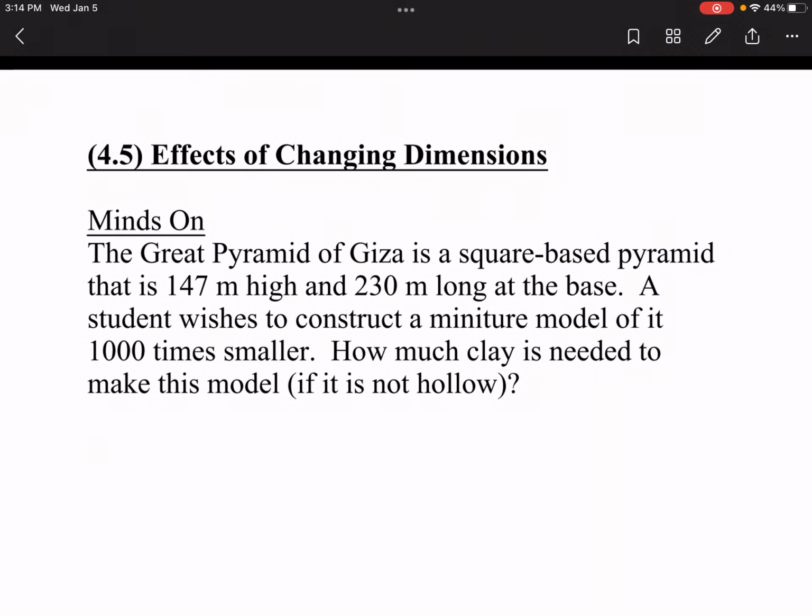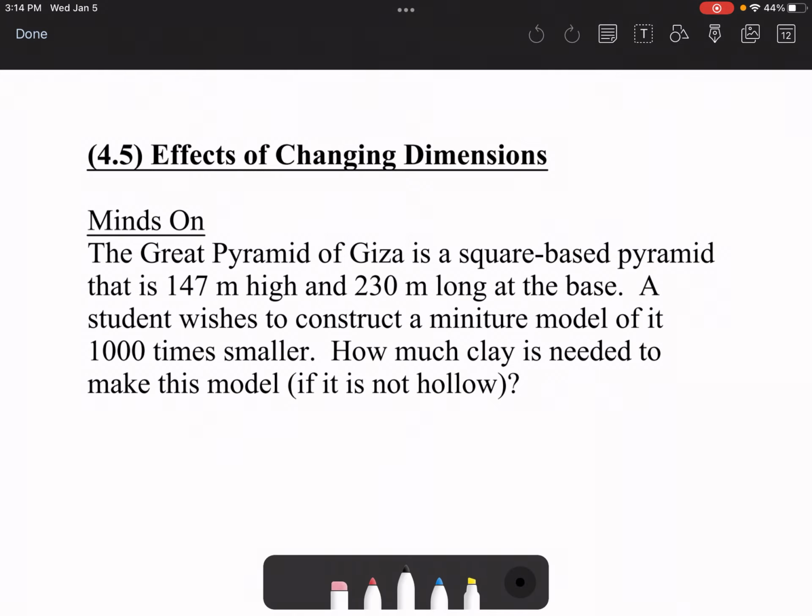Okay, so if you try this out on your own, your height should now be 147 divided by 1,000, or if you wish, as a decimal, 0.147. And your length of the base, I'm going to actually use the letter B, should be 230 divided by 1,000, which is now 0.230.